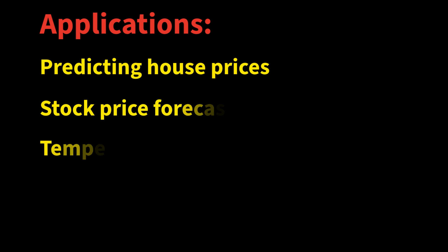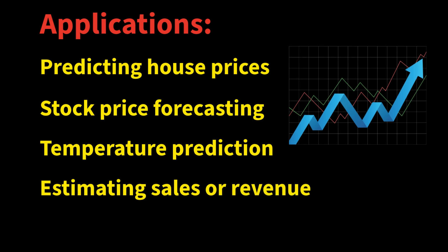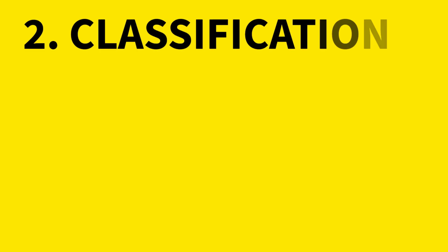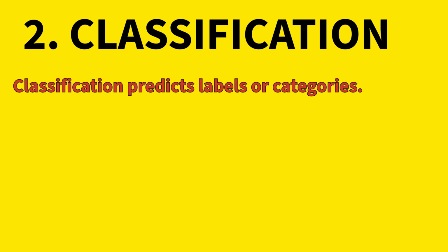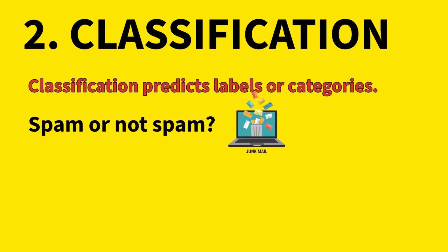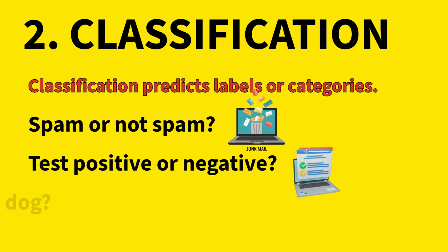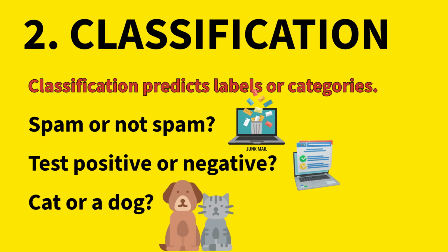These regression algorithms can be used for predicting house prices, stock price forecasting, temperature prediction, and estimating sales or revenue of a company. Now let's move to classification. Instead of predicting numbers, classification predicts labels or categories. Is this email spam or not spam? Will the patient test positive or negative? Is this image a cat or a dog? Here, the machine learns from labeled data, data where the correct category is already known.